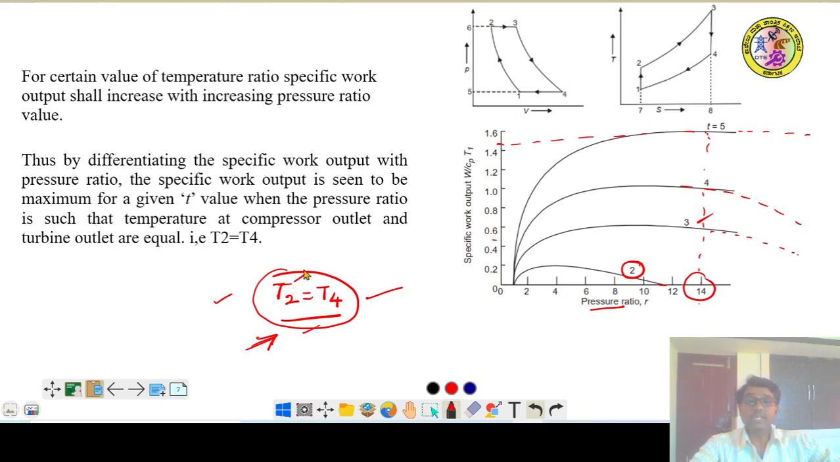What is T2? T2 is the temperature at the exit of the compressor, and T4 is the temperature at the exit of the turbine. When these two are equal, the temperature of the gases coming out of the turbine after expansion and the temperature of the air after compression, before it goes to the combustion chamber, are the same, then we can say that the specific work output is maximum.